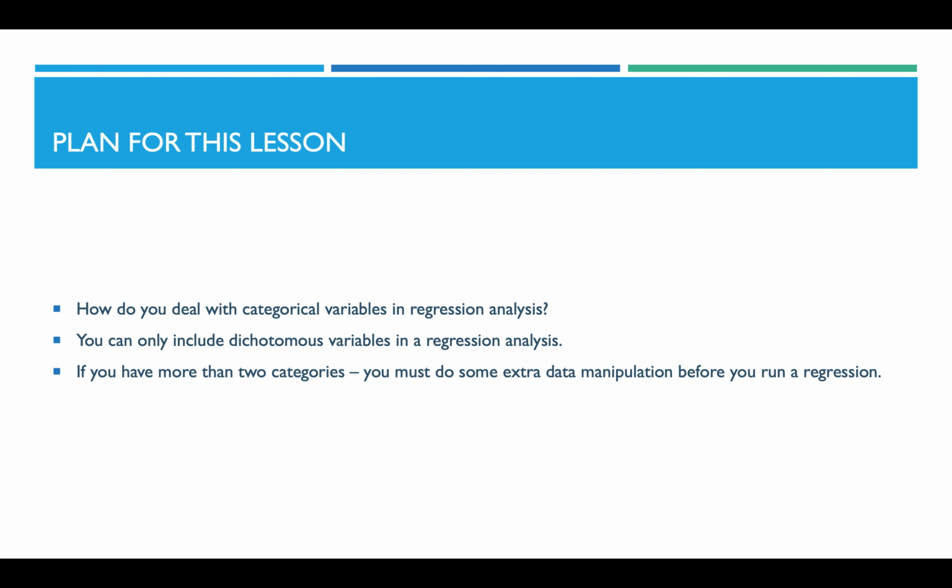And just like a few weeks ago, we said that it doesn't make any sense to calculate an average of a categorical variable. It likewise doesn't make any sense just to plug a categorical variable into a regression equation. As you'll see in this lesson, you can only include dichotomous variables in a regression analysis. If you have more than two categories on your nominal variable, though, you can still include it. You just need to do some extra data manipulation before you start running your regression. So let's look at both of these points.